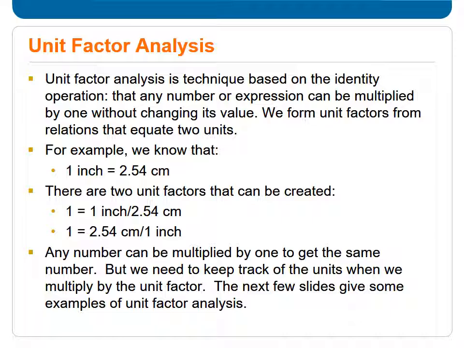We form unit factors from relations that equate to units. For example, we know that 1 inch equals 2.54 centimeters. There are 2 unit factors that can be created. 1 equals 1 inch divided by 2.54 centimeters, and 1 equals 2.54 centimeters divided by 1 inch.